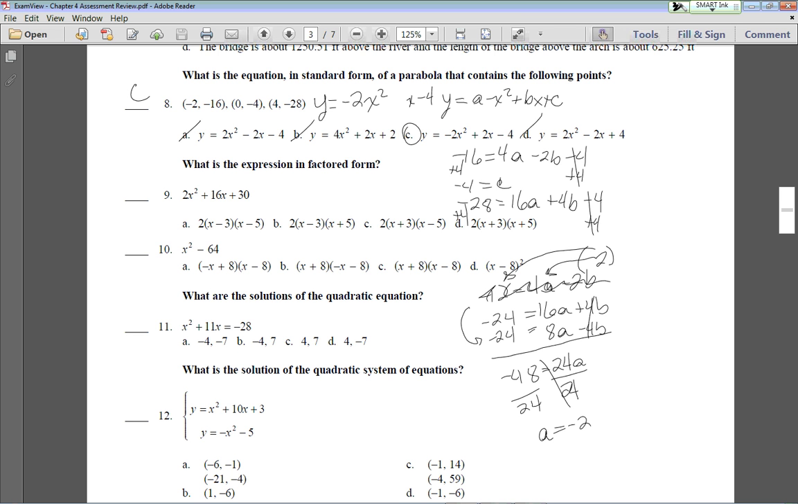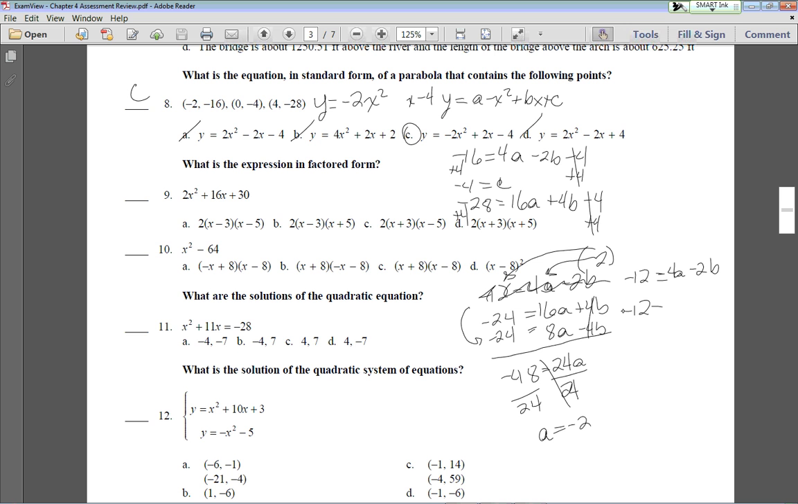But if you want to just finish solving that out, just to be 100% sure, let's go back up here and pick the easiest equation, which was, before I crossed this out, negative 12 equals 4a minus 2b. Just plug in the negative 2 for a and solve for b.